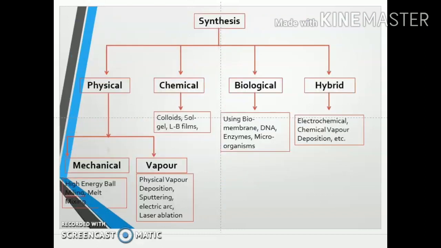nanoparticles. If we consider the different synthesis methods, they are generally categorized as physical, chemical, biological and hybrid synthesis methods for nanoparticle synthesis. The physical is further classified as mechanical and the different vapor deposition techniques. Chemical includes colloid, sol gel, LB films, etc. Biological methods use biomembrane, DNA, enzymes, microorganisms, and hybrid includes electrochemical, chemical vapor deposition, etc.